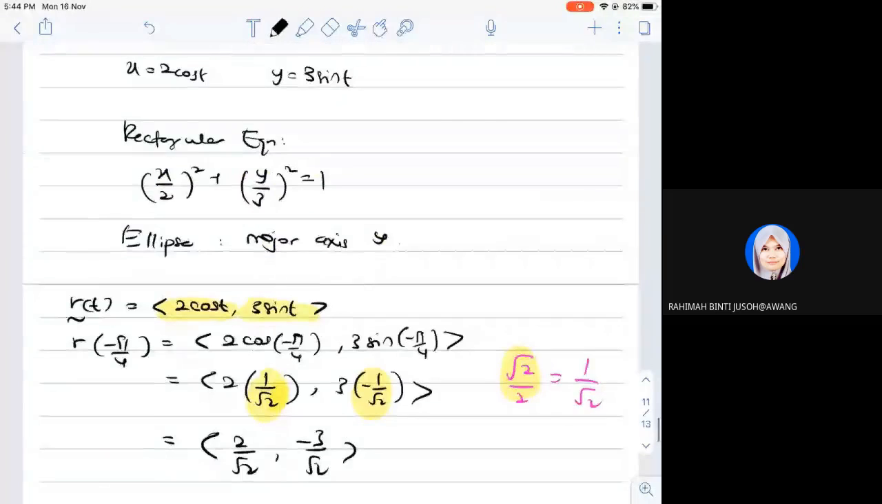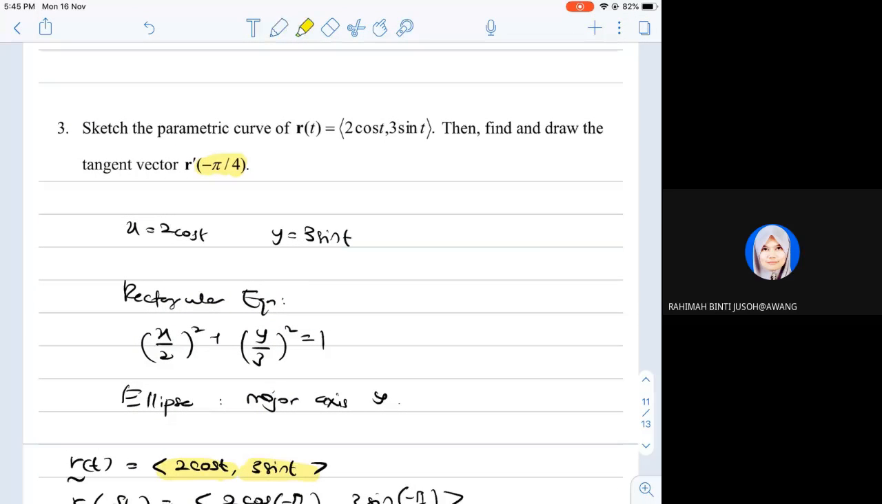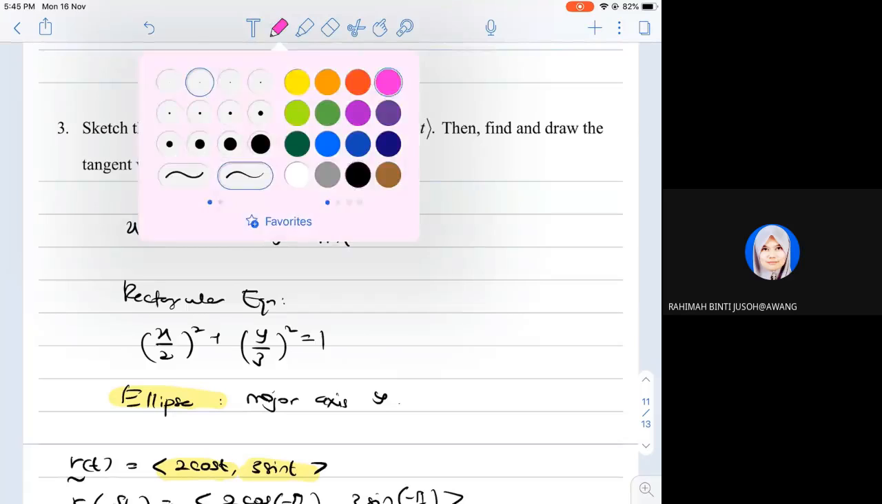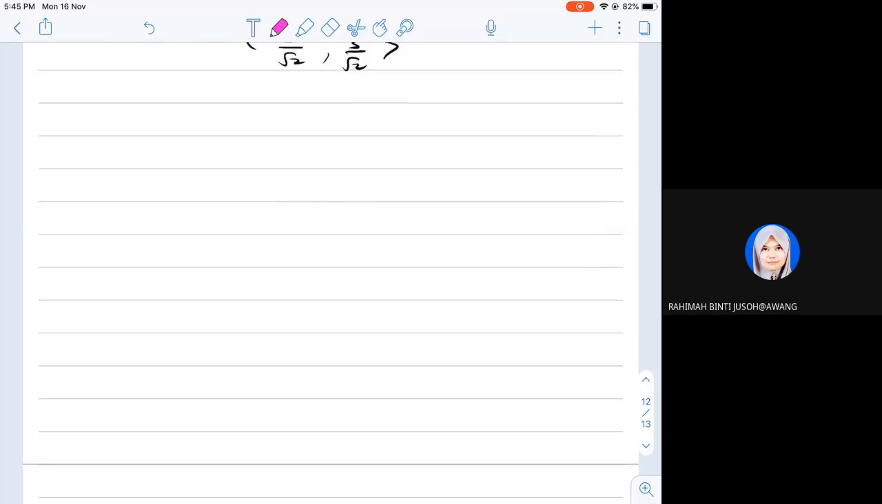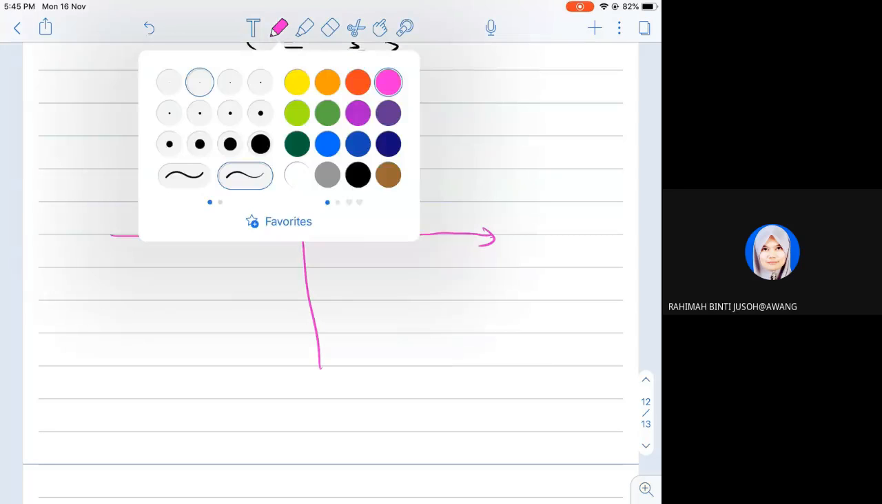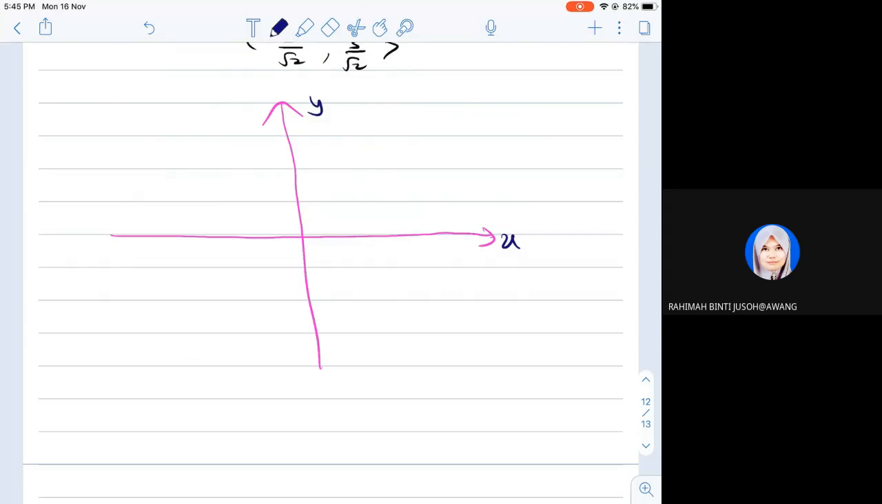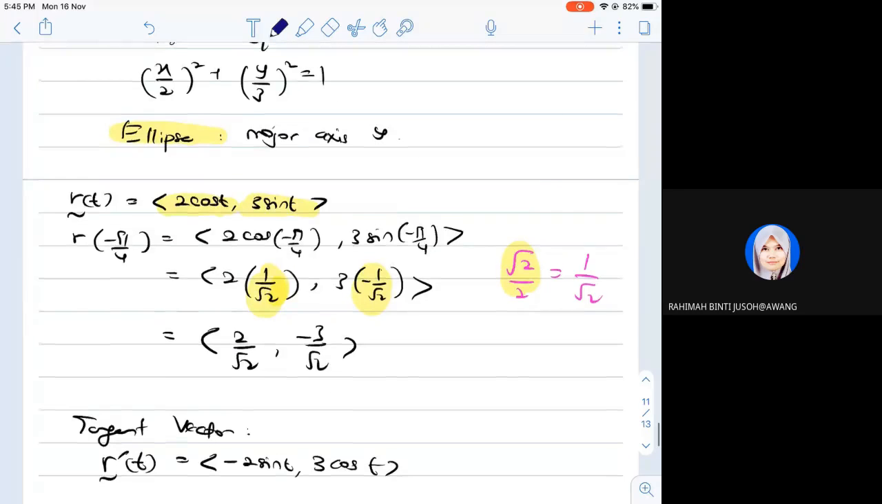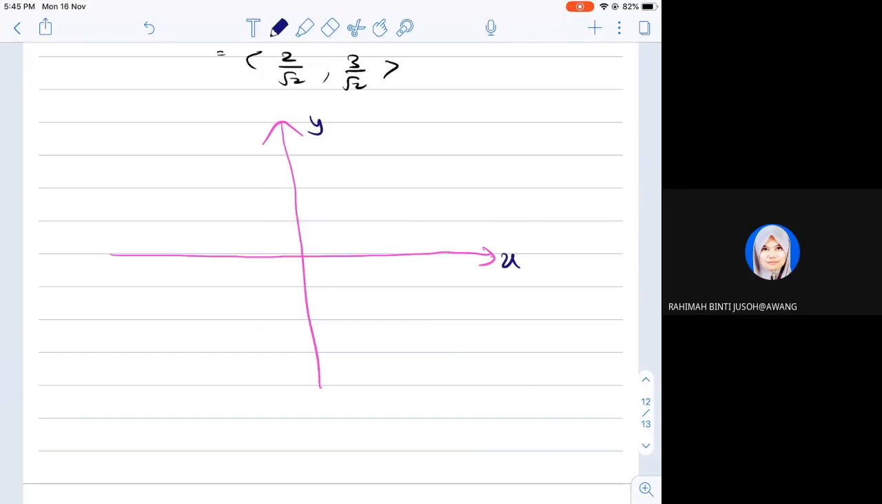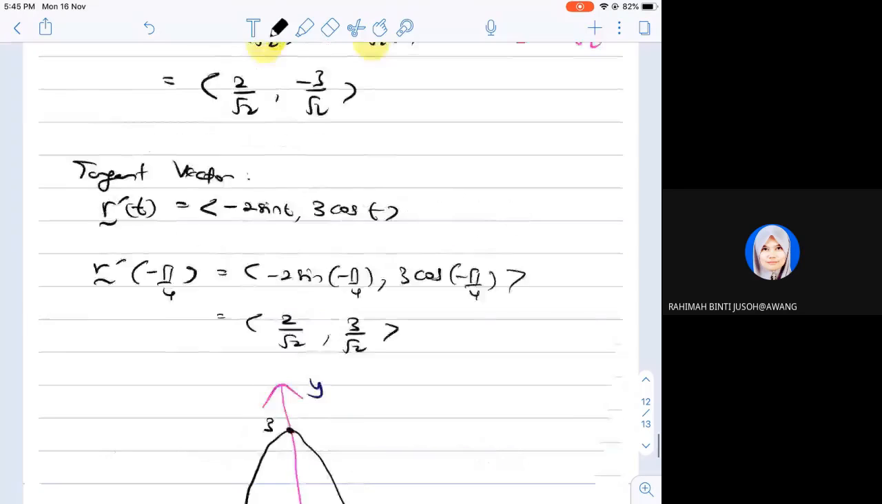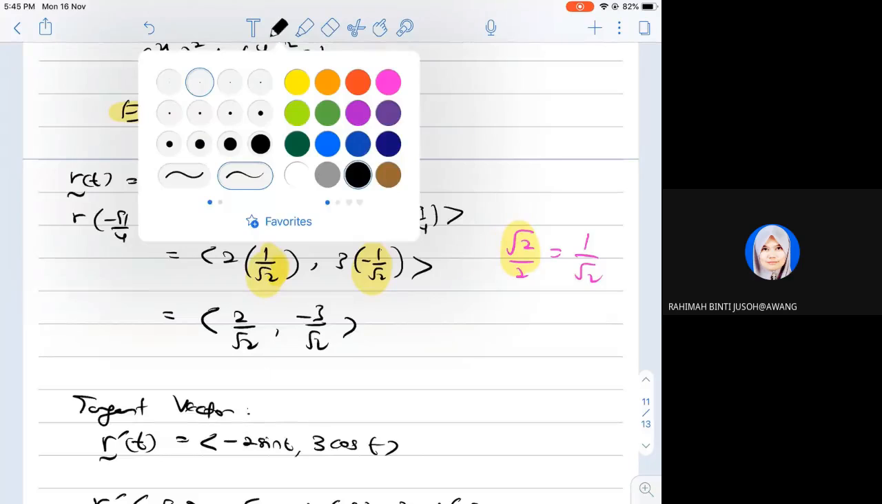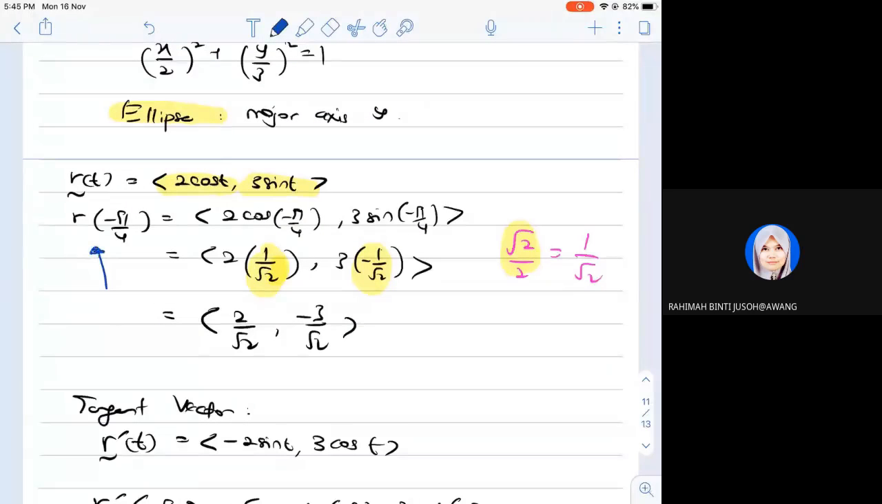Okay, jom kita plot kita punya ellipse pula sekarang ni. Okay, we have ellipse here. Kita nak plot kita punya tangent vector ni. So X and Y. Apa magic tadi? Y. Okay, Y. So kita ada here is 3, but here is 2. Negative 3, negative 2 lah, of course. Okay. So now nak plot ni R negative pi over 4.